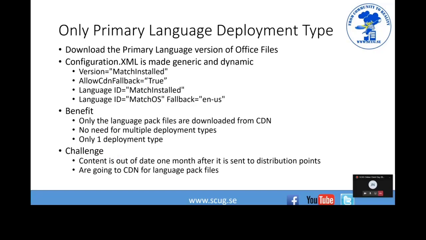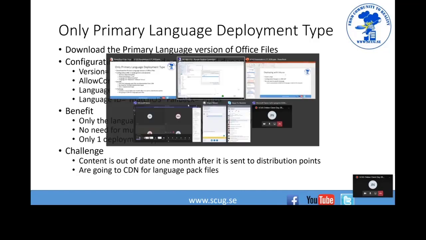So another option, which is kind of a compromise between downloading everything as we saw in the Office 365 installer and installing everything, and a compromise from having to create a deployment type for each. In my company, I have to deploy 17 different deployment types, one for each language. You can do just the primary language. Download everything for your primary language, use the match OS in the XML file, and it will fall back to the CDN for the rest of the content.